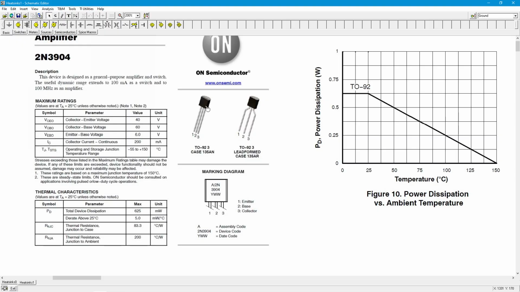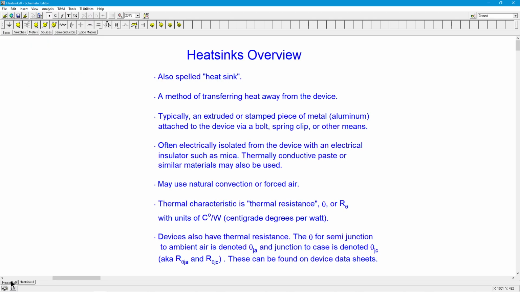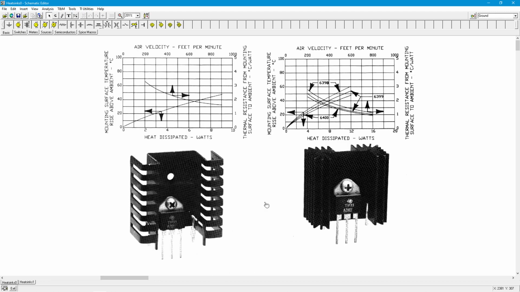When you think about that for a sec, 83 centigrade degrees per watt, but it's just this little plastic thing, right? How good is that? Whereas that TO3 case is all metal. Man, that thing can move a lot of heat, all right? So getting back to where we were, we found these on a data sheet. Now let's go look at some heat sinks.